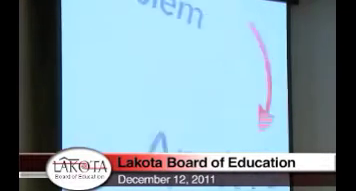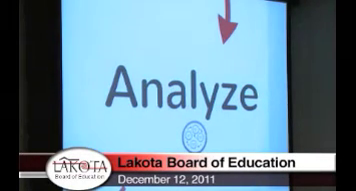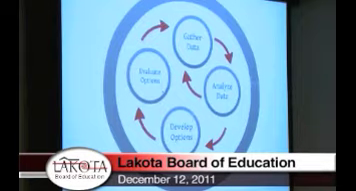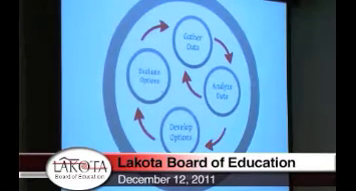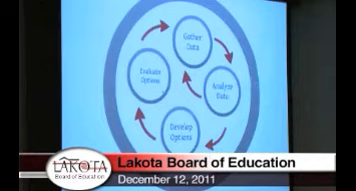What we want to do then, once we identify the problem, and it is currently the stage that we're in, is to analyze. We want to go through a number of processes in order to analyze the situation we're in. This is a very large organization. It has a lot of components to it. And so gathering data is important because without correct data, you're guessing.